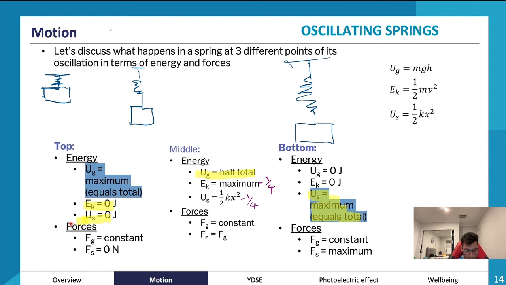And the second type of way you can look at springs is by looking at the forces. So you can see that when it comes to the forces, the force of gravity is always constant. The reason being is because force of gravity is just equal to F = mg, where mass is constant and gravity is going to be constant. And because of this, the downward force of gravity is always going to be the same.